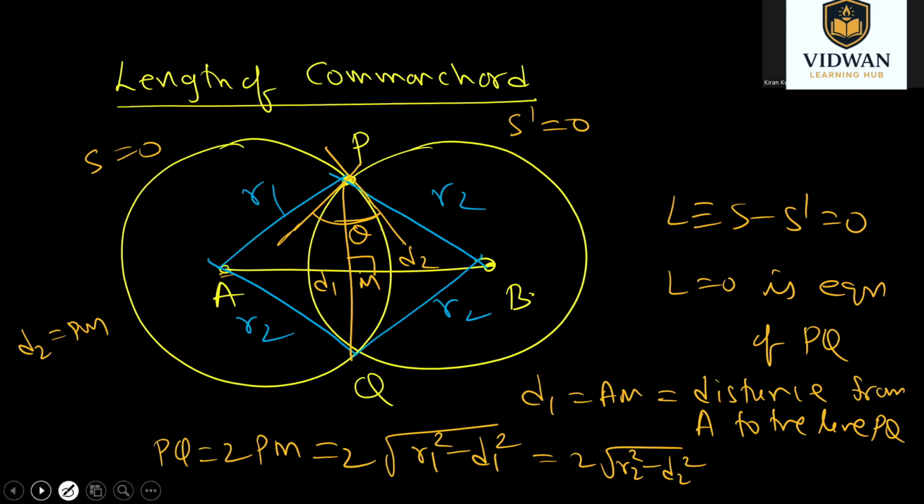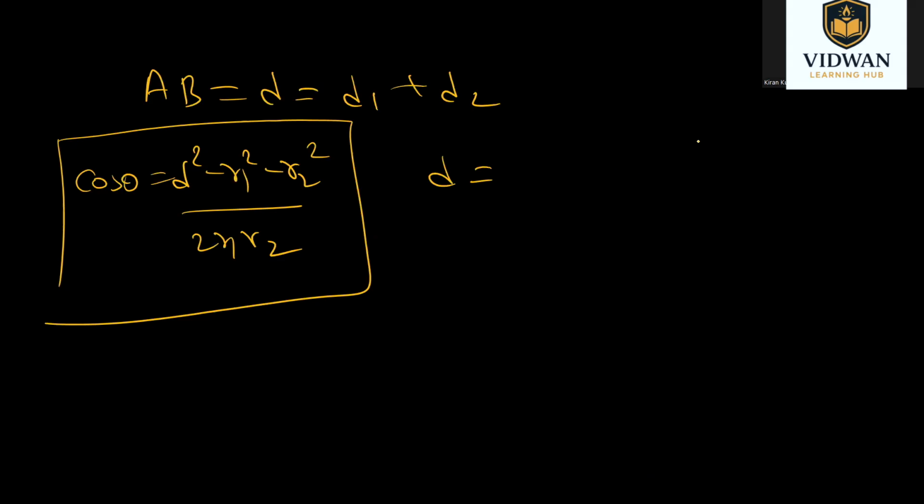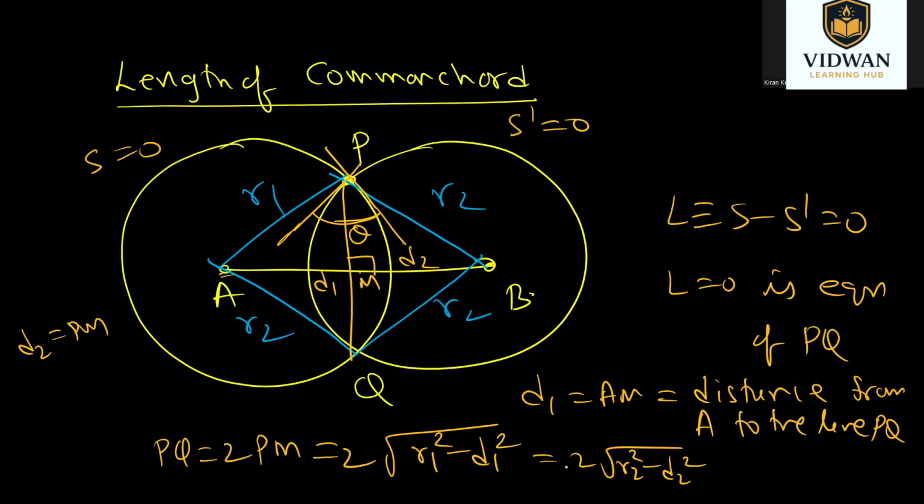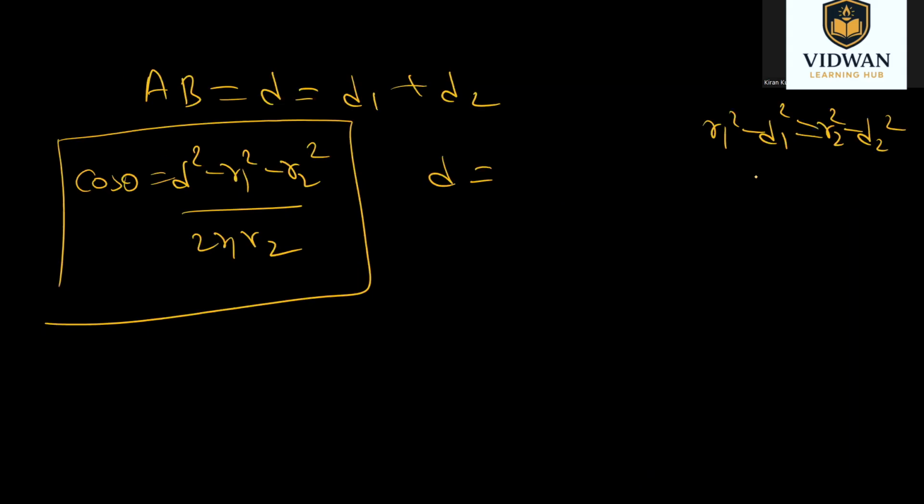So if you are equating this, we had a result: R1 square minus D1 square equal to R2 square minus D2 square is the result which is already known to us. This is because PQ can be written like this or like this. So from here, D1 square minus D2 square is same as R1 square minus R2 square. We have this result.